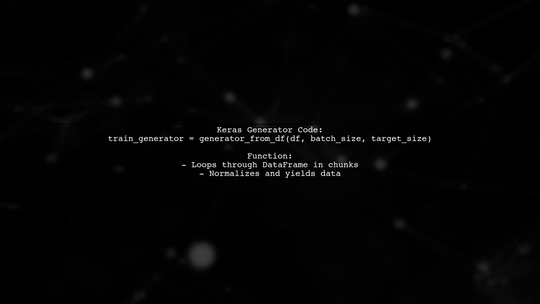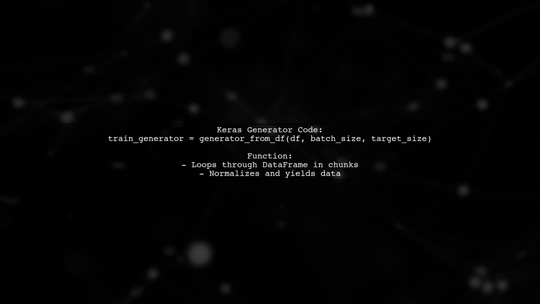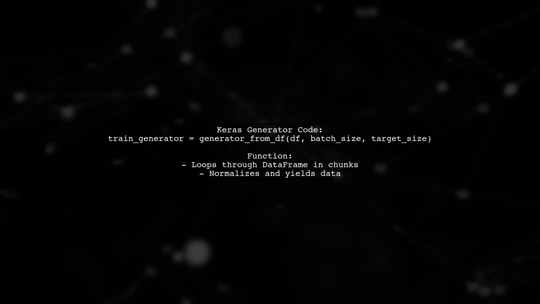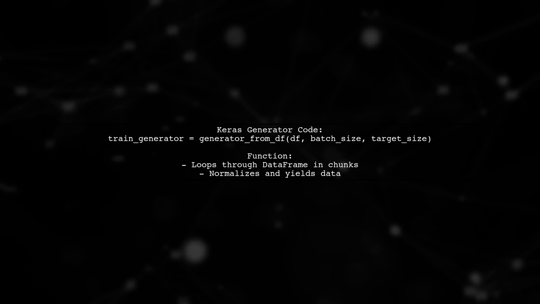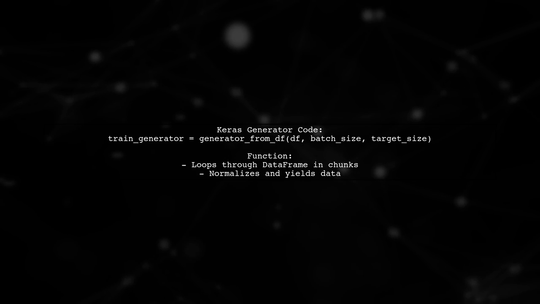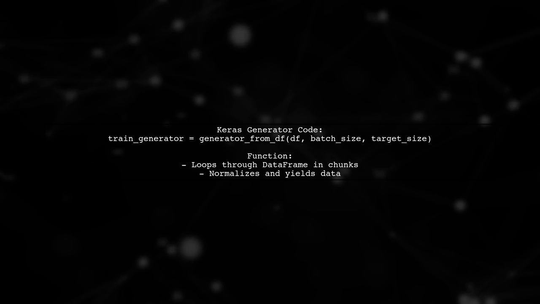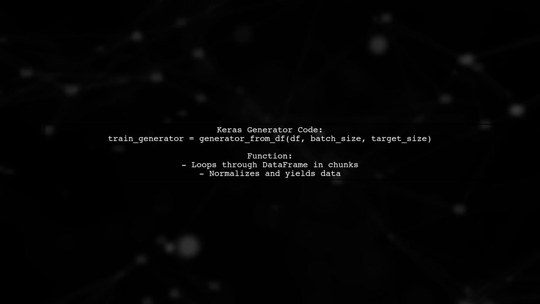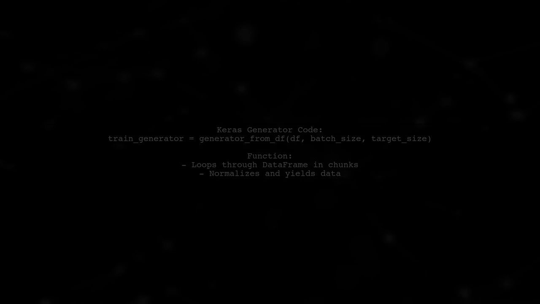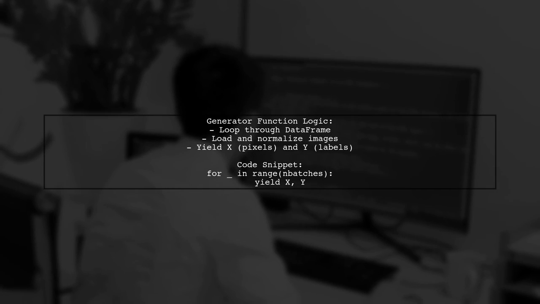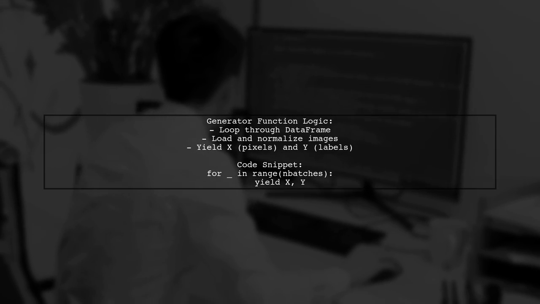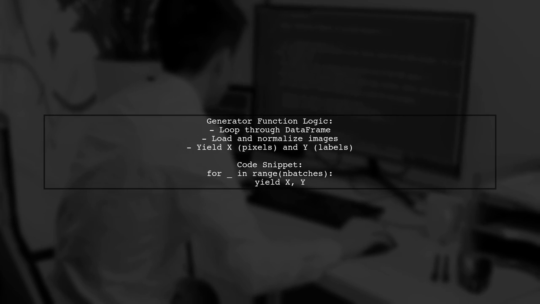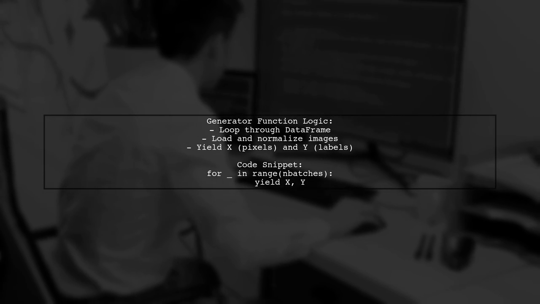The Keras generator code is simple. You define a generator function that reads from the data frame in chunks, normalizes the images, and yields the pixel data and labels. The core of the generator function processes batches of images, converting them to arrays and yielding the pixel data and labels for training.